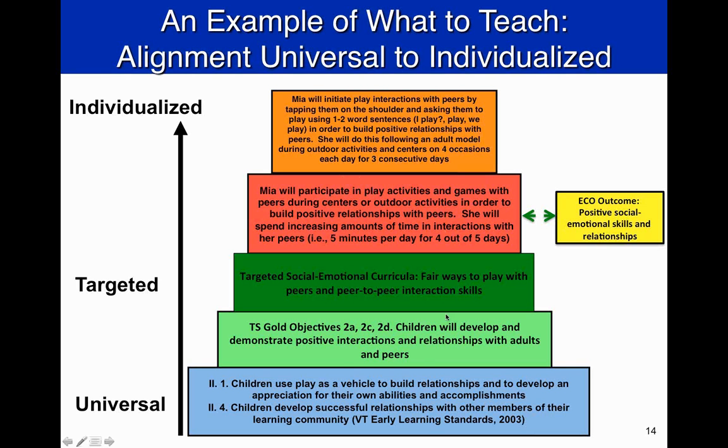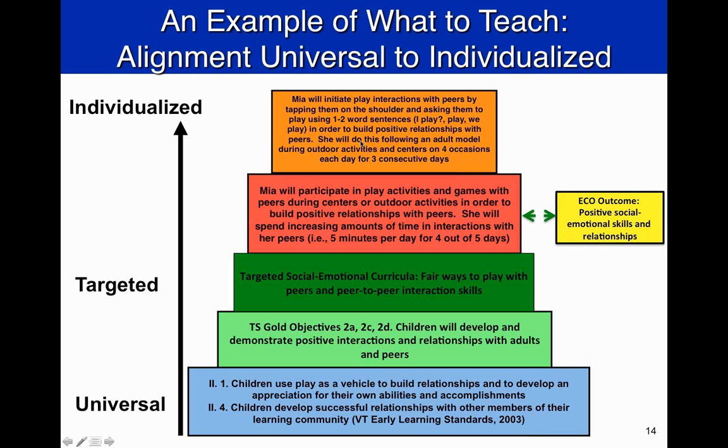aligned in the light green box, as you might see, those early learning standards aligned to teaching strategies, goals, objectives, further aligned with a targeted social emotional curricula that's being used in this particular preschool classroom for those few children who need additional targeted Tier 2 types of instruction, additional instruction and support to learn fair ways to play with peers and to develop peer-to-peer interaction skills.